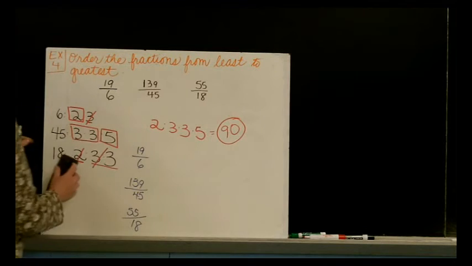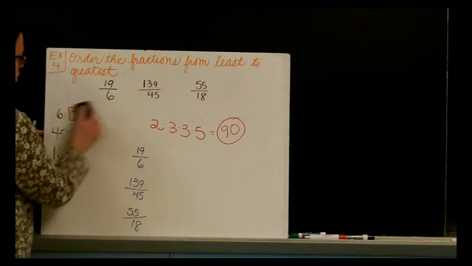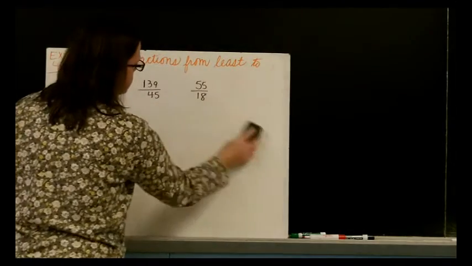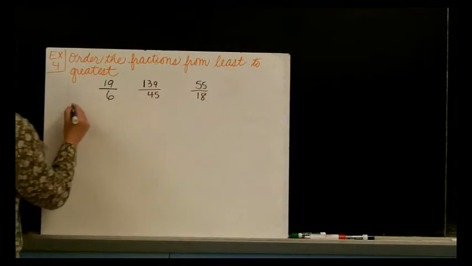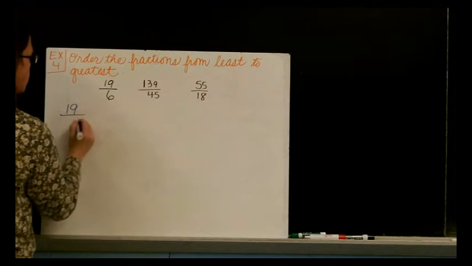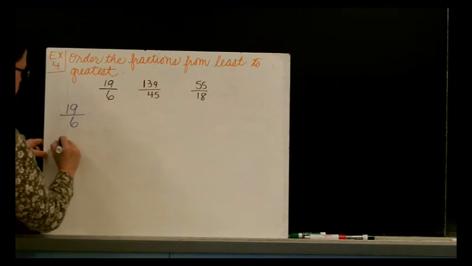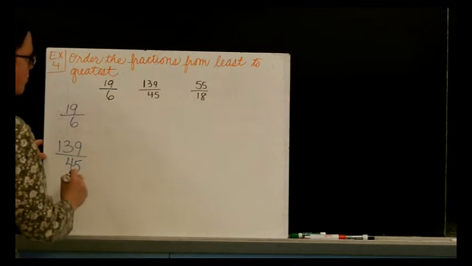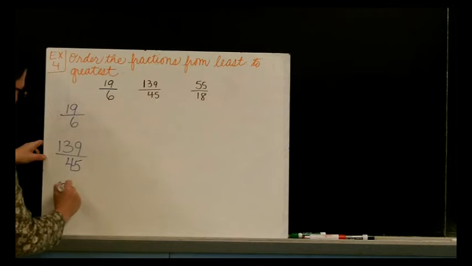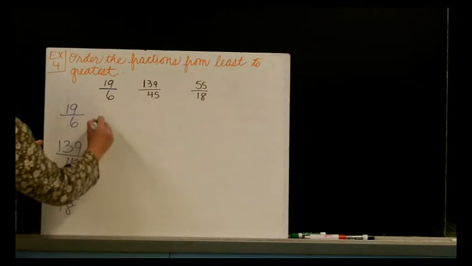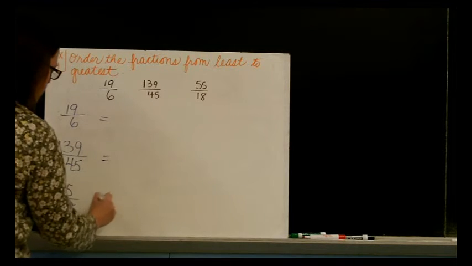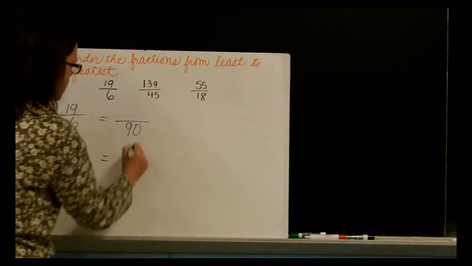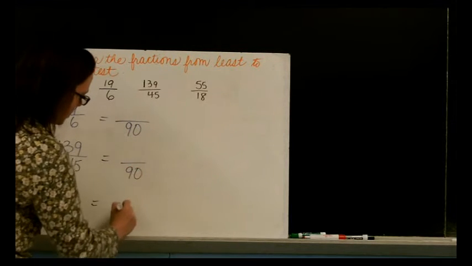Now, I'm concerned that might be too small, so I'm going to do what I did before and erase. Now that you have all that copied, we'll do our last piece. 19/6, 139 over 45, and 55 over 18. And we are going to make each of these three fractions equivalent to having a 90 in the denominator.